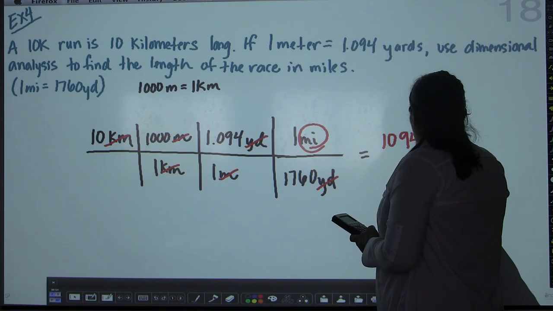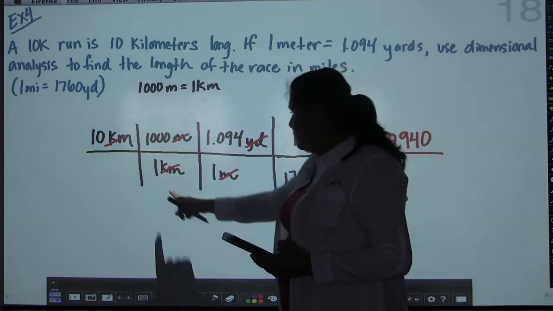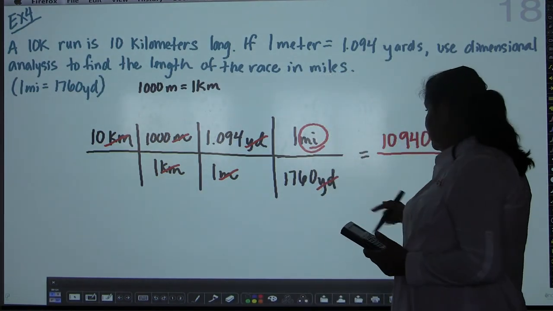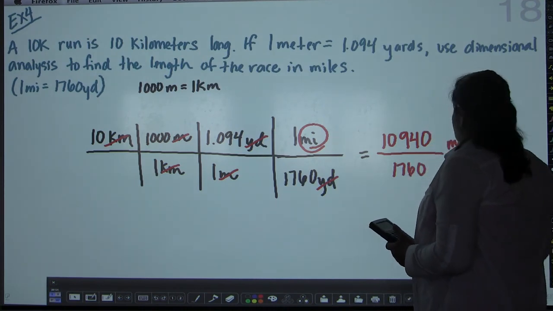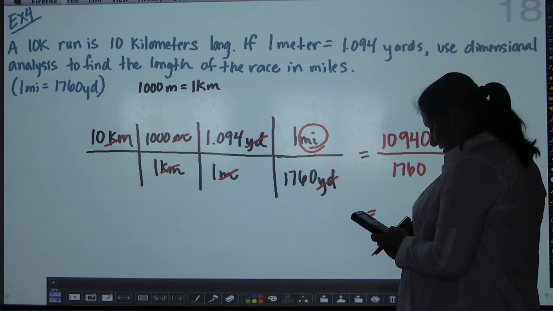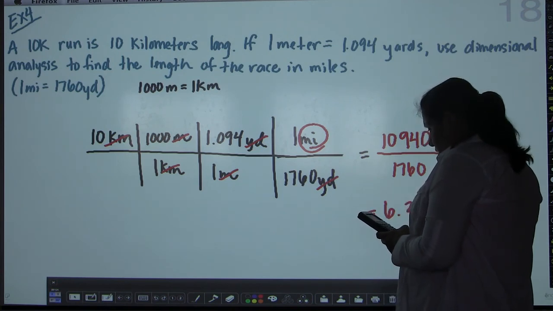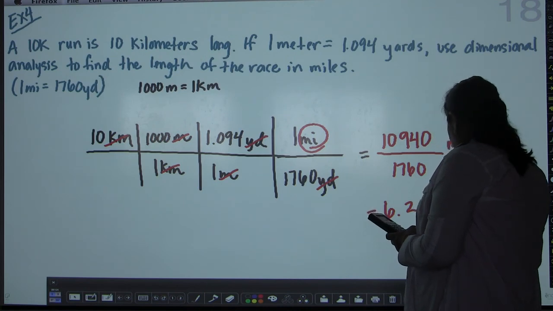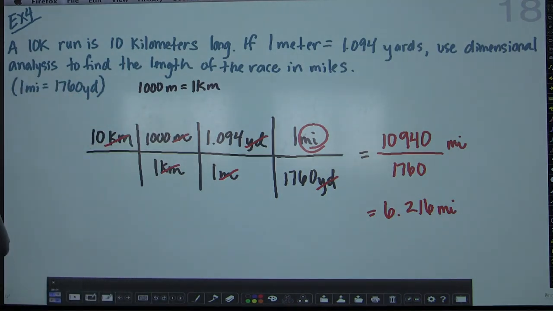And we're going to get 10,940 on top. Then we divide by everything on the bottom. So that's 1 times 1760. So 1 times 1 is 1, and 1 times 1760 is 1760. And of course, we have our miles. So our final answer will be the 10,940 divided by 1,760, and we get 6.216 miles. All right? So that is dimensional analysis for you.